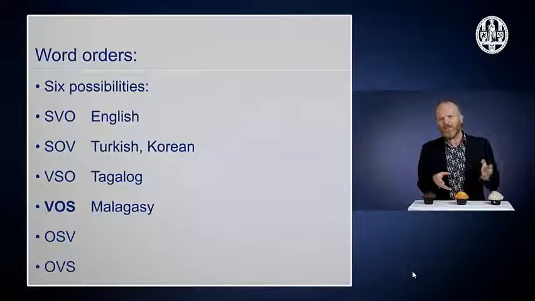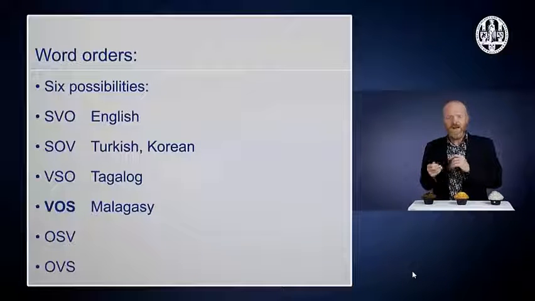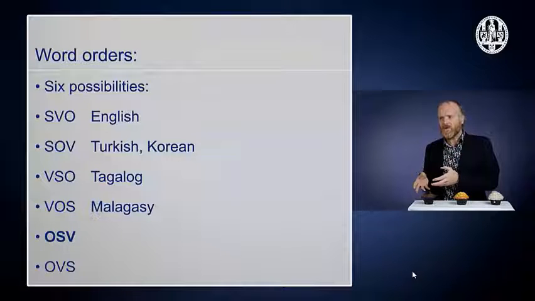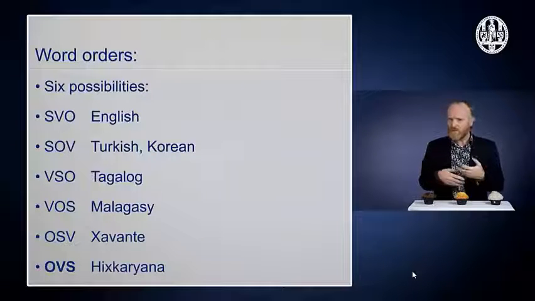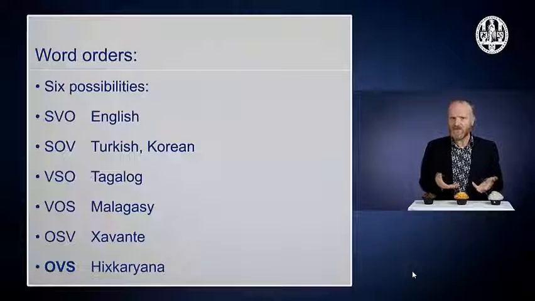And finally, we can put the object first. And we can get either OSV or OVS. And Chavante and Hispaniana, 2 Native American languages, are examples of such systems.